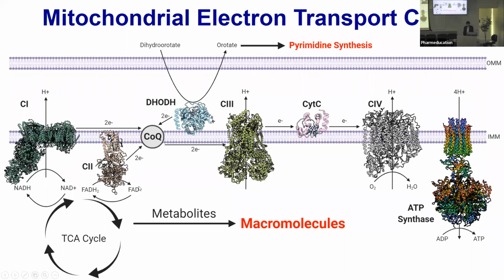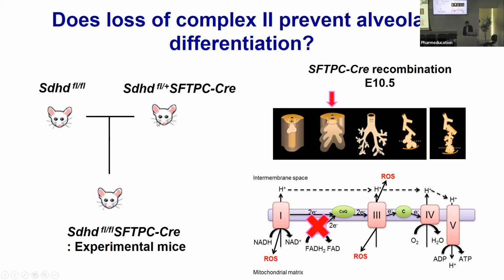But what would happen, right? And I thought this was an interesting experiment that Sung-Hae did. And again, apples to apples, right? The same surfactant protein C Cre. We're using SDHD floxed alleles. Here you knock out complex 2. Complex 1 is still able to regenerate NAD, but because complex 2 doesn't work, the TCA cycle falls apart.